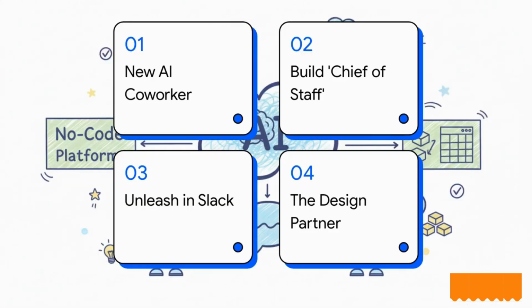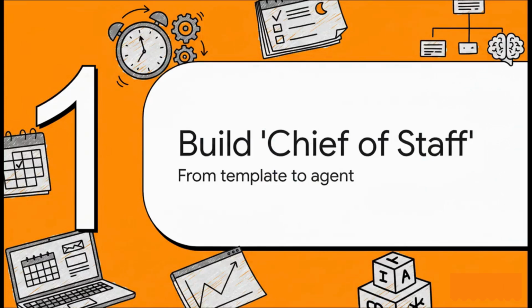Okay, so here's our plan. First up, we're going to build an AI chief of staff. Then we'll set it loose in Slack so the whole team can use it. And finally, we're going to level up and create a specialized design partner just to see how it handles more creative work. All right, let's get our hands dirty.